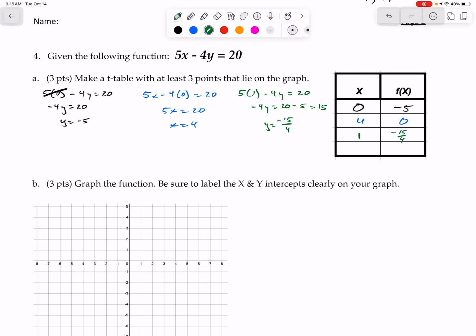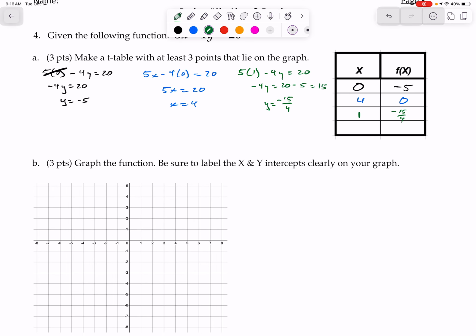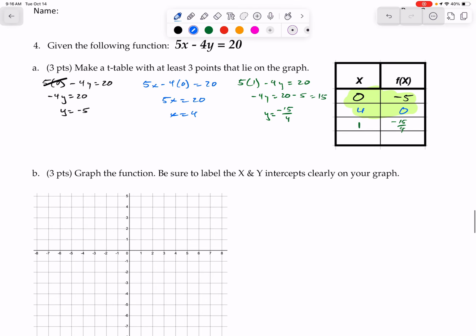Now, this third point was just the annoying math teacher question that I don't actually need to be able to graph. These first 2 points are by far the easiest way to graph. And one thing I love about this form here is it's super easy to create these 2 points, the x and y intercepts. So 0, -5, and 4, 0 looks like that.